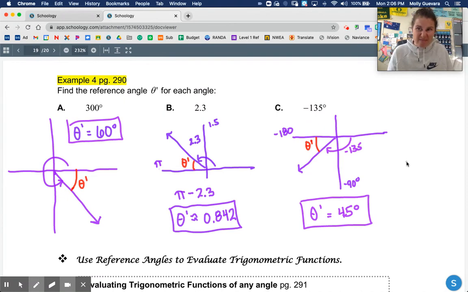And that's kind of it for reference angles. But again, it's going to be really helpful for us later on to be able to find that reference angle. Hopefully it's not too complicated, but if you have any questions on it, just make sure that you reach out and let me know.